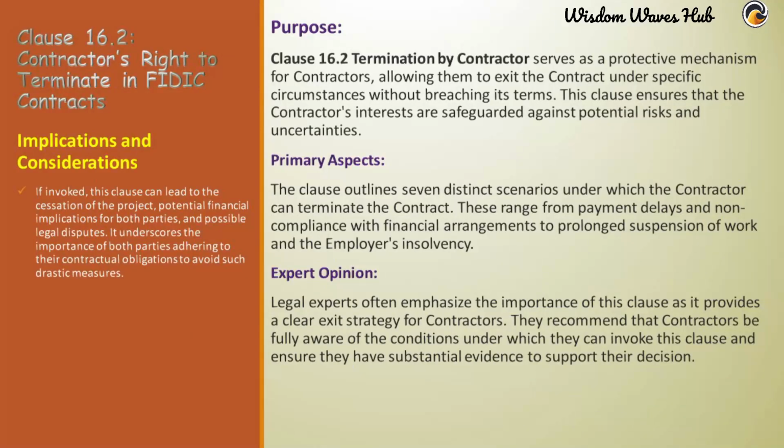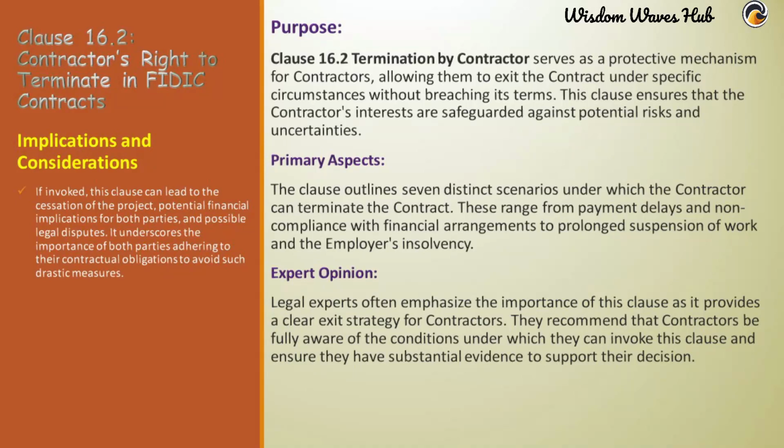Purpose. Clause 16.2 Termination by Contractor serves as a protective mechanism for contractors, allowing them to exit the contract under specific circumstances without breaching its terms. This clause ensures that the contractor's interests are safeguarded against potential risks and uncertainties.